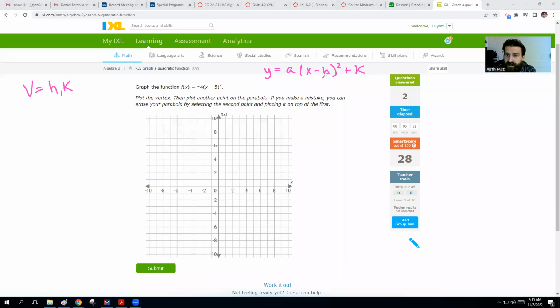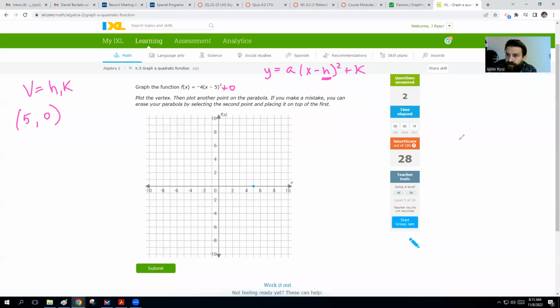Our h is the number being subtracted on the inside here. So the number being subtracted on the inside is 5. And our k is the number being added on at the end. Technically, there's a plus 0 at the end. So our vertex is at 5, 0. That was super easy to figure out. So we'll go over 5, up 0. There's our vertex.